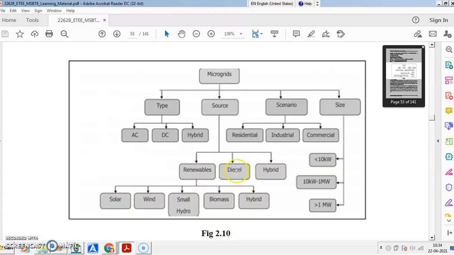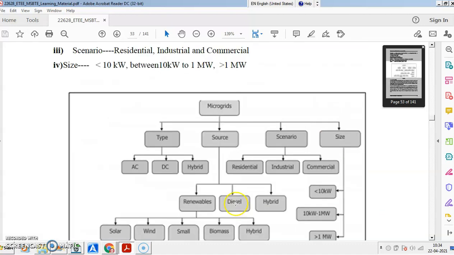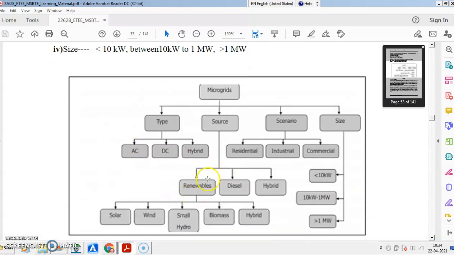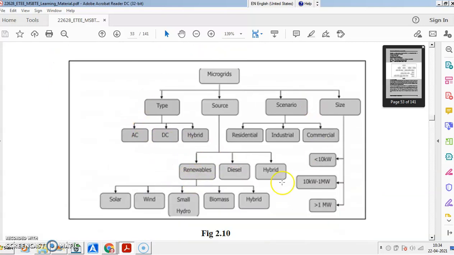Diesel is not renewable. Okay. Then scenario: residential, industrial, commercial. Then size: less than 10 kilowatt or up to 10 kilowatt, 10 kilowatt to 1 megawatt and greater than 1 megawatt. So you can classify the microgrid. You might have understood this chart. Yes.